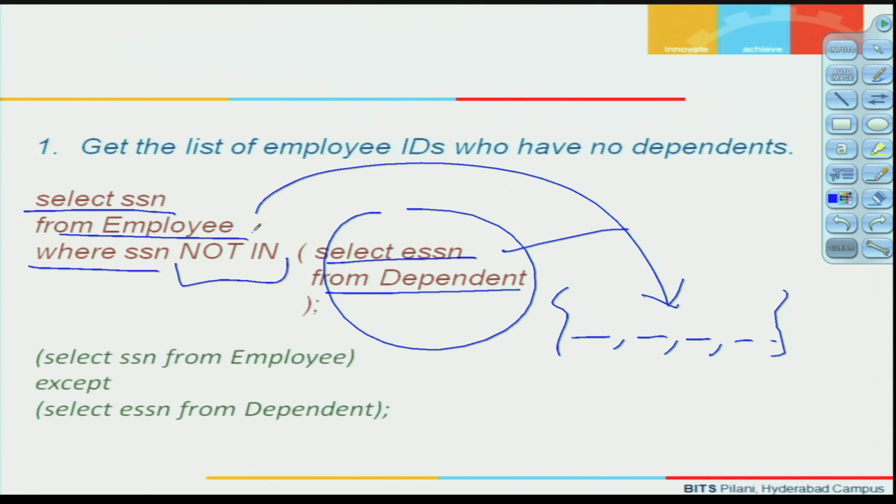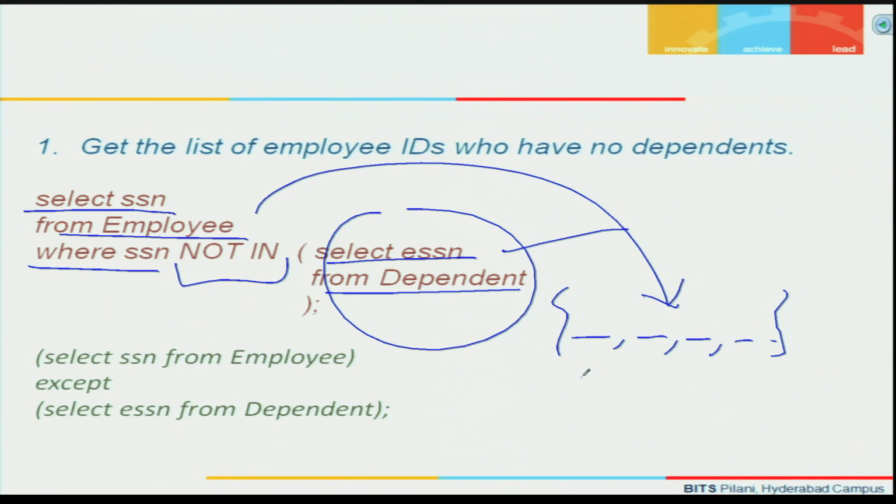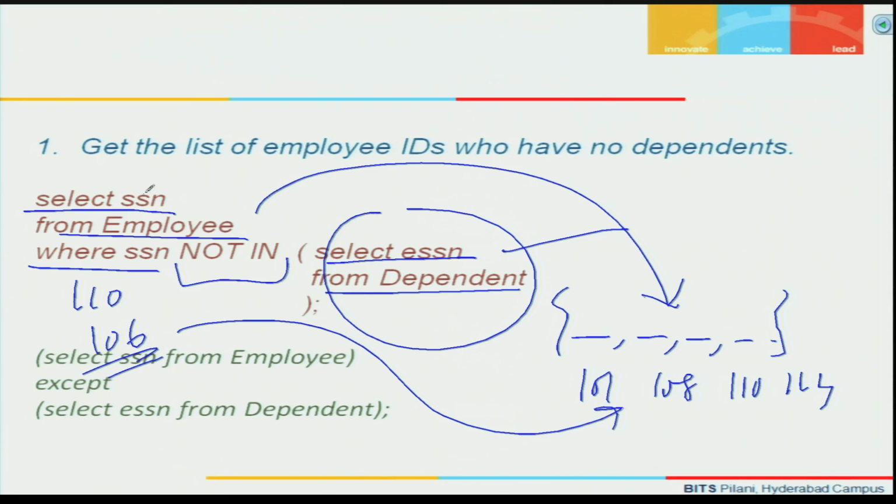Select SSN from employee table where SSN not in. Suppose the SSNs who have dependents are 101, 108, 110 and 114, and if I am checking for 110, the not in will evaluate to false, so he will not show up in the result. If it is 106, this value is not there in the list, hence it is true, and for such an employee the SSN will be displayed, because I would like to know the employees who do not have any dependents.